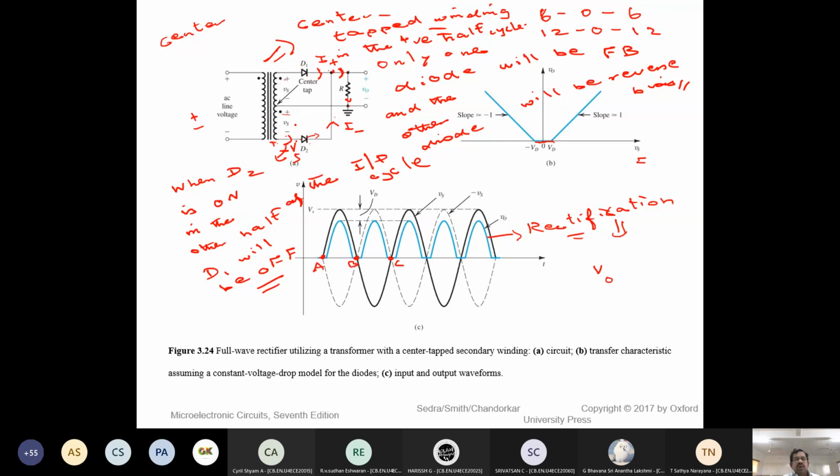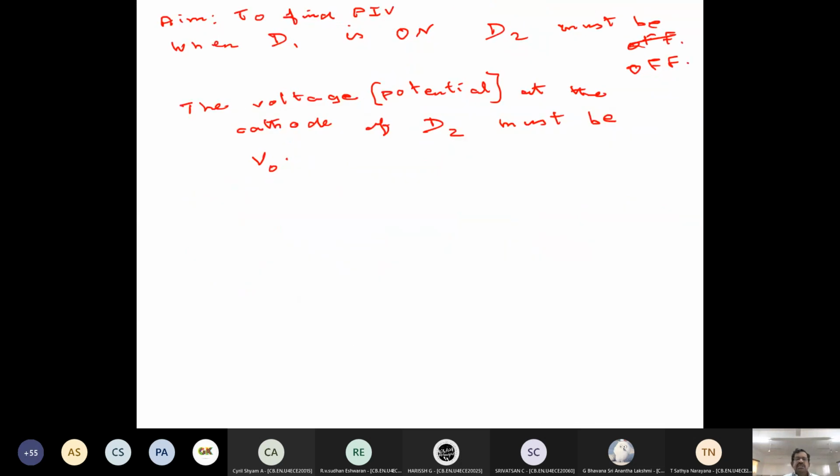So when we consider one half of the cycle, we have to consider the situation where D2 must be off. So the voltage at the anode, the P terminal of D2, because that is how we can find it. What is the voltage drop across D2 when D2 is off or under reverse bias? That is our aim.